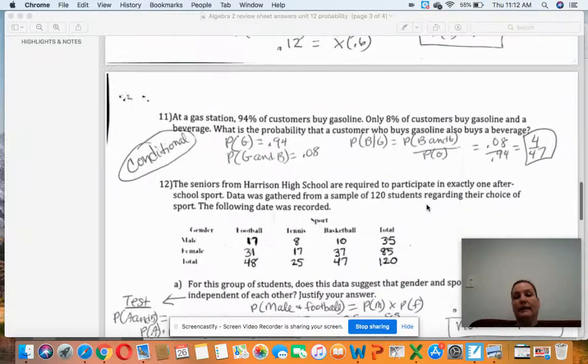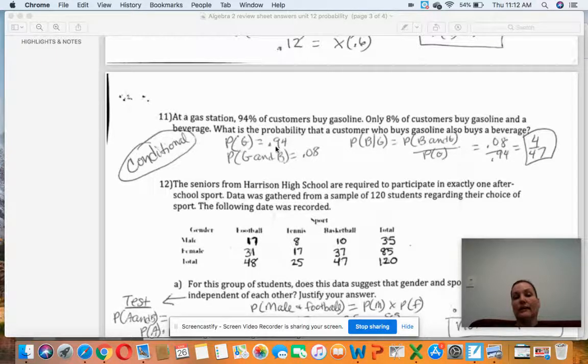The next day, question 11, I have a conditional problem. At a gas station, 94% of the customers buy gasoline. Only 8% of the customers buy gasoline and a beverage. What's the probability that a customer who buys gasoline also buys a beverage? So basically, the probability that someone gets a beverage given that they buy gasoline.